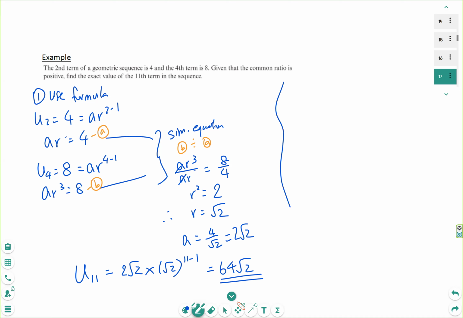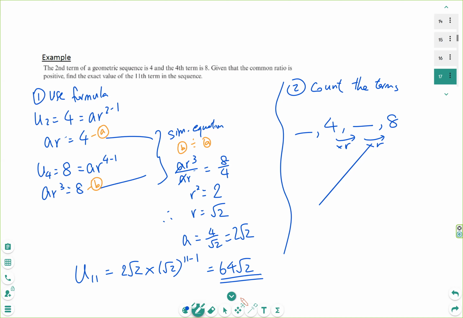Second method: just count the terms. This is the method I would suggest you to do. If you think of the first term, the second term is 4. Something, and then the fourth term is 8. That means 4 times something is 8. So this is much easier. 4 times R squared is 8, so R squared equals 2, R equals root 2.